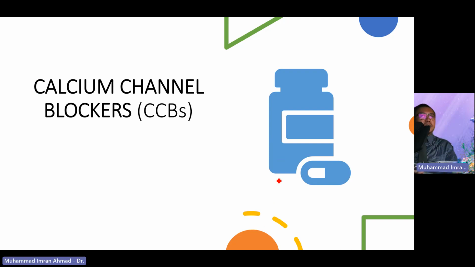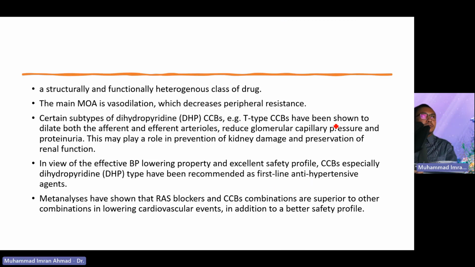So next we have the calcium channel blockers in the treatment of hypertension. Calcium channel blockers are used in many conditions, including in treatment of hypertension and arrhythmias. This group of drugs is a structurally and functionally heterogeneous class of drugs. So they are quite heterogeneous. There are a few types of calcium channel blockers.